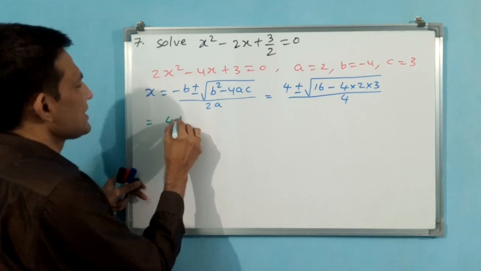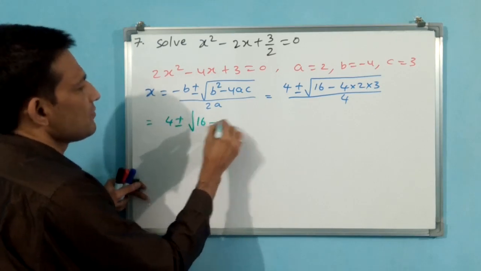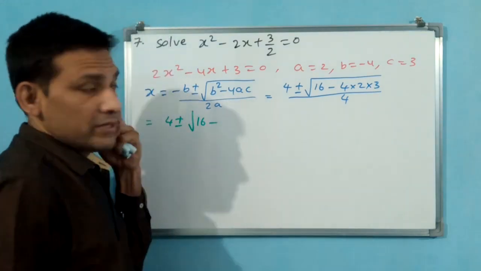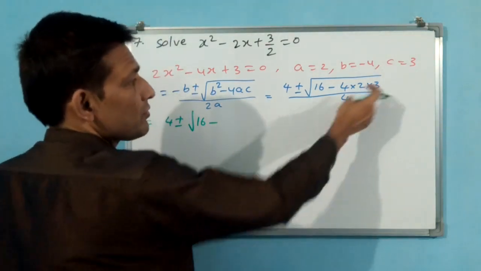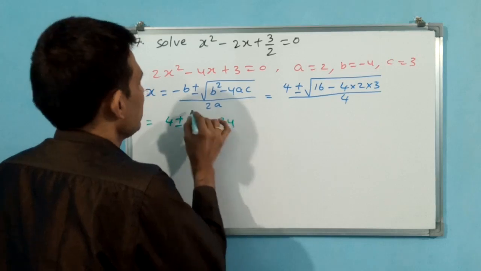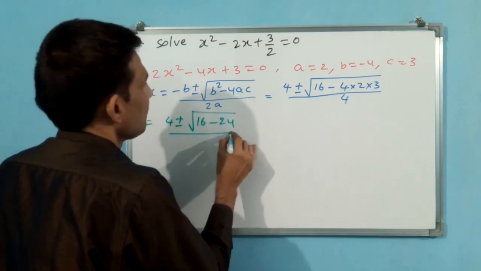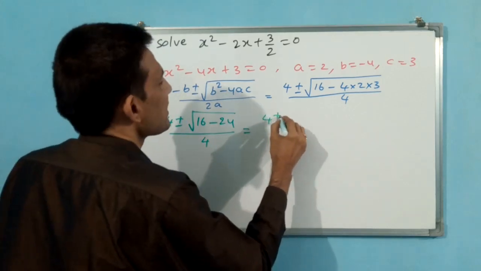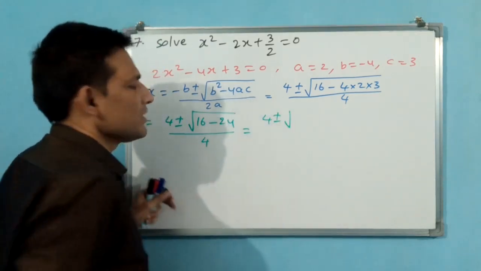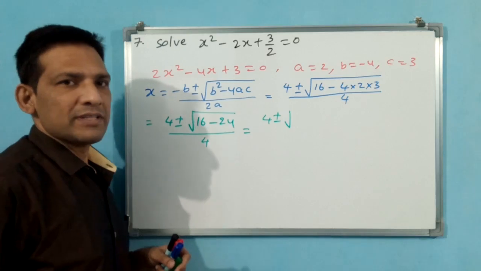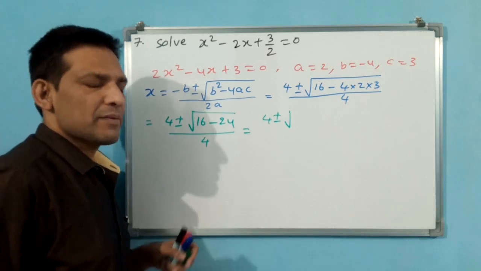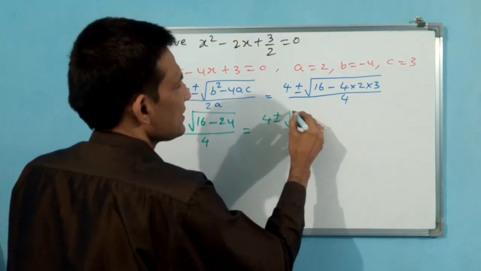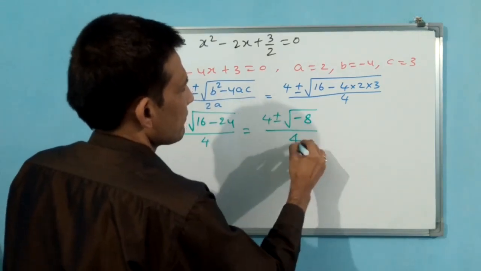4 plus or minus square root of 16 minus, you see, 4 into 2, 8 into 3, 24. 2 into 3, 6 into 4, 24. Again you write 4 plus or minus square root of, you see, 16 minus 24 is minus 8. Why? Because 24 minus 16 is 8, and 16 minus 24 is minus 8. You put minus 8 by 4.